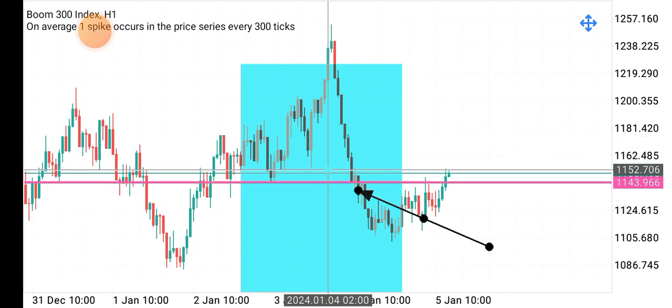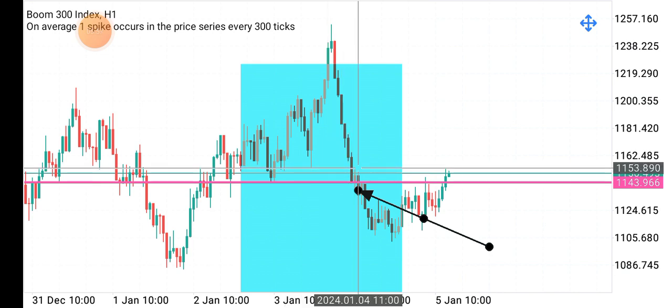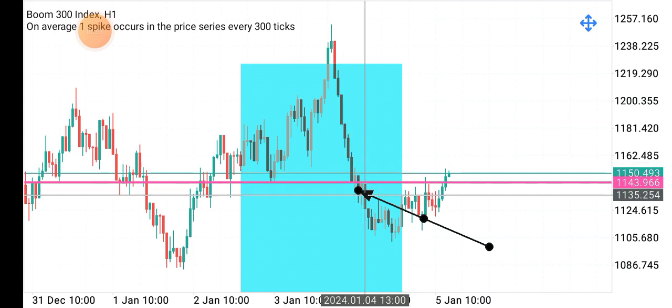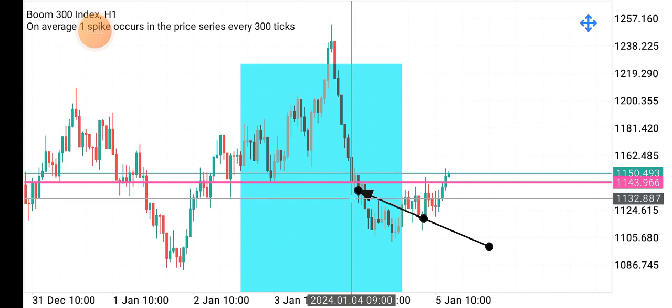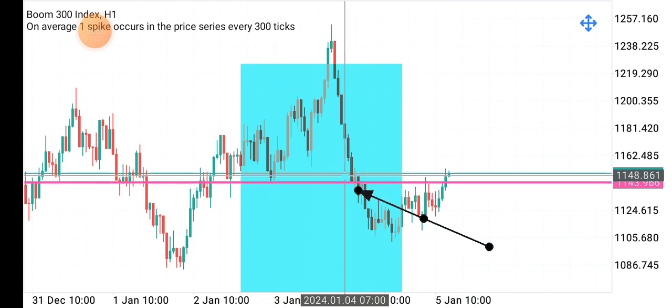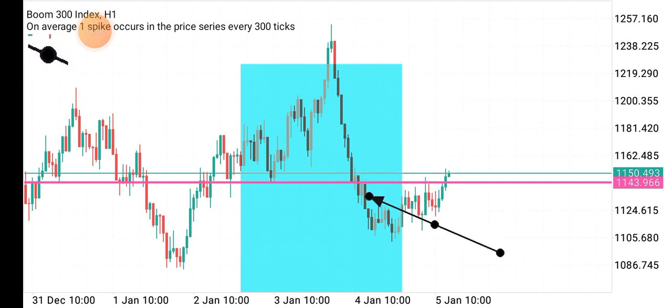This is 2 a.m. up till 11 a.m. before it came to break to 11 a.m. of 4th of January. Mind, this is 3rd of January. This is the 4th of January, the next day. So we wait for the candlestick to go below this, come back to retest, then we sell.